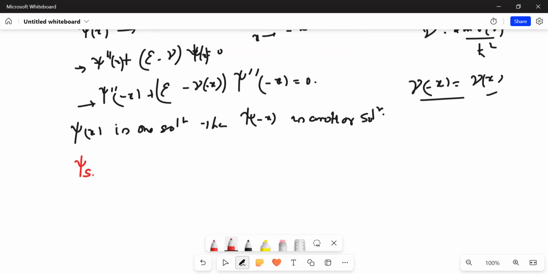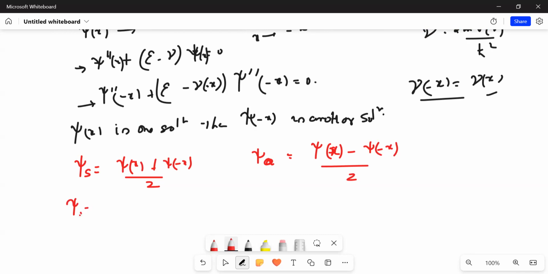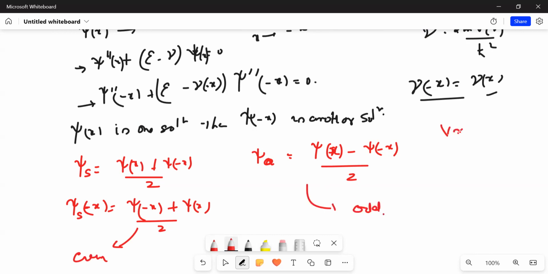One is the symmetric part, that is, psi(x) plus psi(-x) upon 2. And the other one is the odd part, or you can say the anti-symmetric part, that is, psi(x) minus psi(-x) upon 2. Now, if I do minus x in the first one, then I'll get psi(-x) plus psi(x) upon 2. Clearly, this is even. And clearly, the other one is odd. So if V(x) is such that V(-x) is equal to V(x), then the corresponding energy eigenstates are either even or odd. And this is what we were claiming.